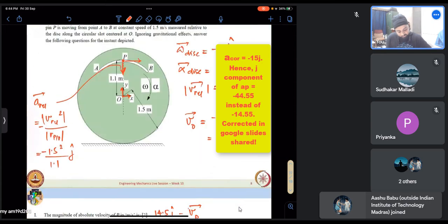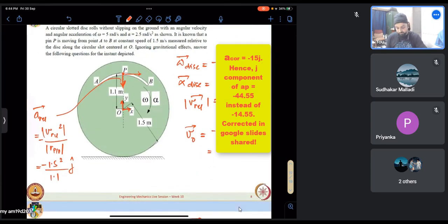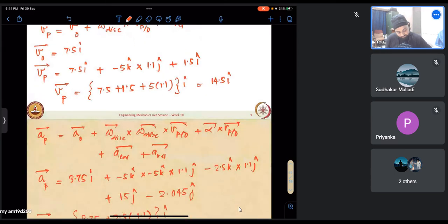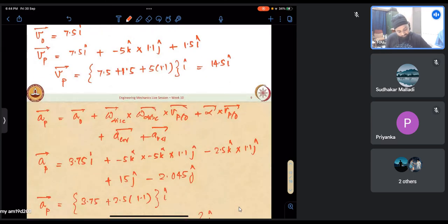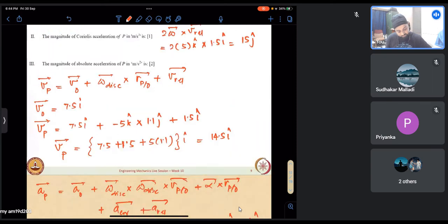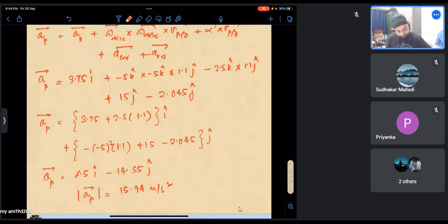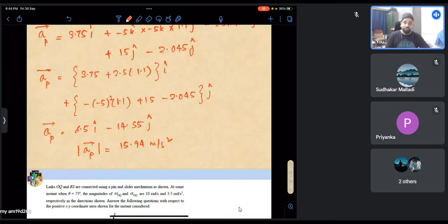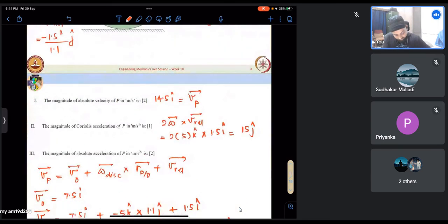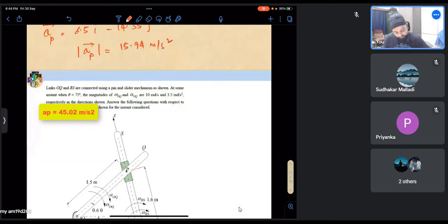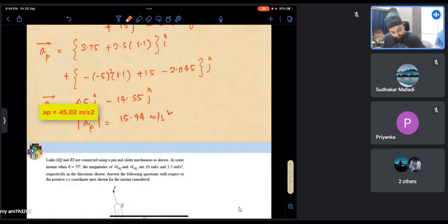Okay, so this 3.75, 5, 1.1, 15. Yeah, I think the calculations are fine. So acceleration of P comes to 15, what was it? 15.94. This is our answer.